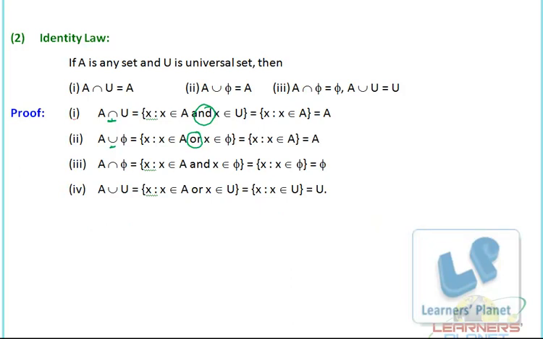Now see, A intersection phi. So X such that X is an element of A and X is an element of phi, right?